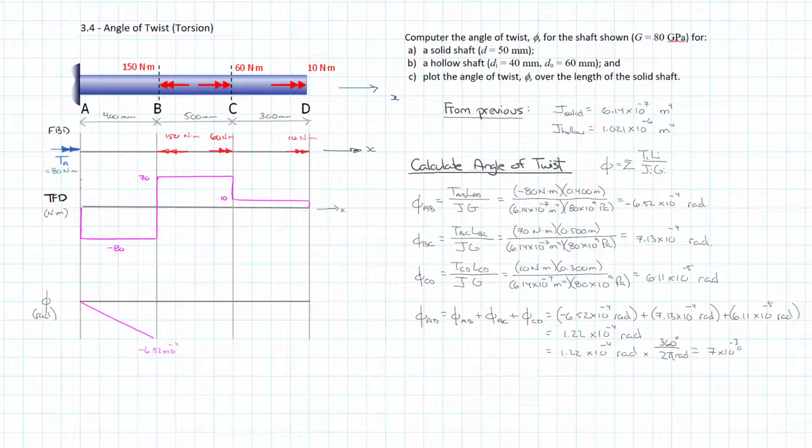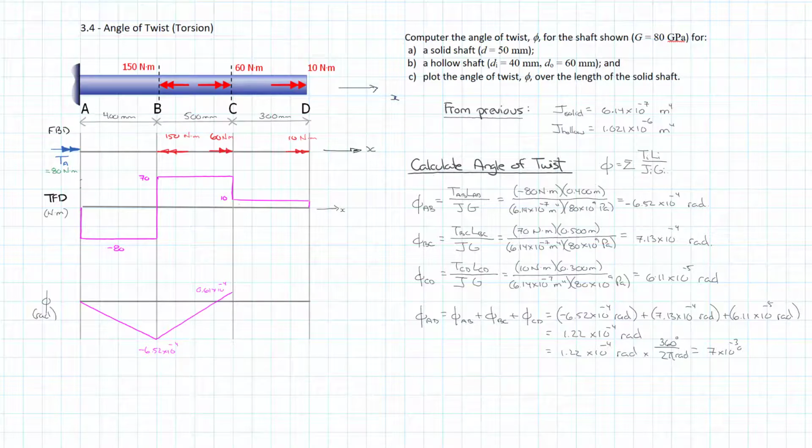So it will reach that by the time we get to B, at which point when we have a positive torque, it's going to reverse, it's going to go in the other direction, and it's going to increase by 7.13 times 10 to the minus fourth radian. So if we add one to the other, that tells us that we're going to take us to a value of 0.61 times 10 to the minus 4 by the time we get to C.